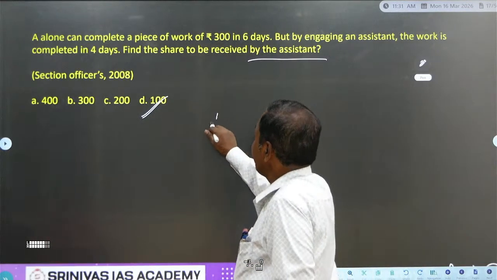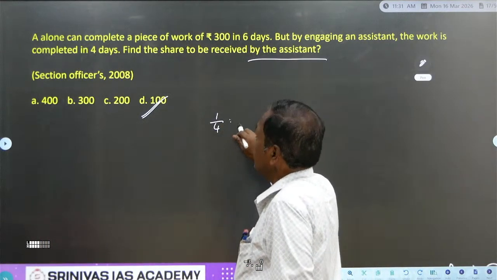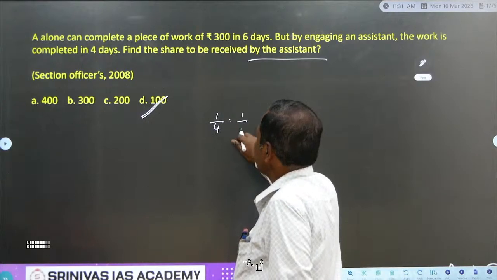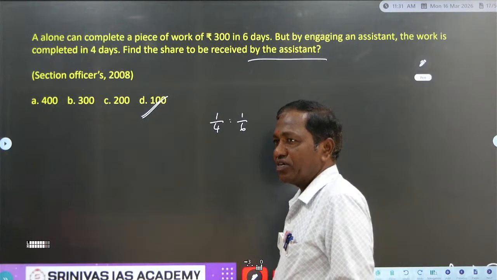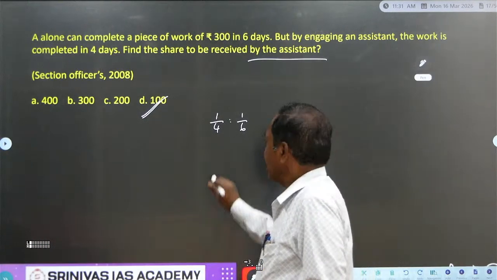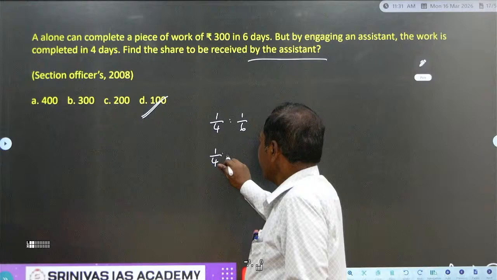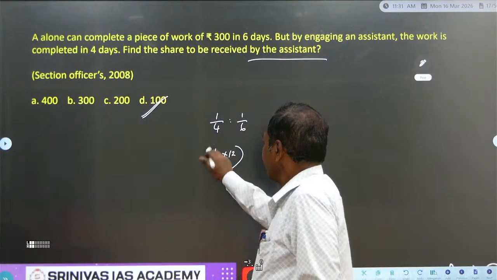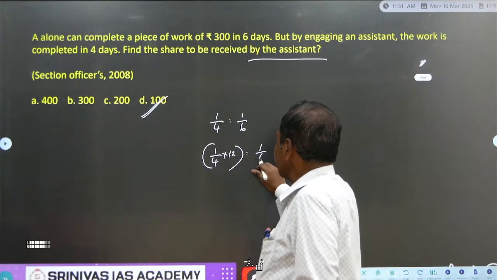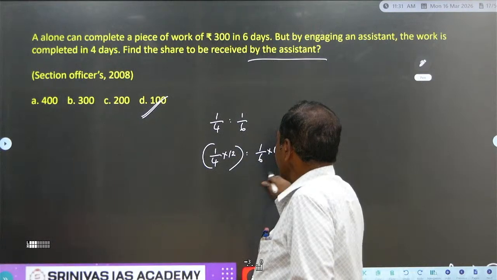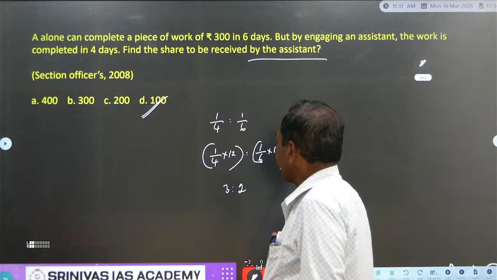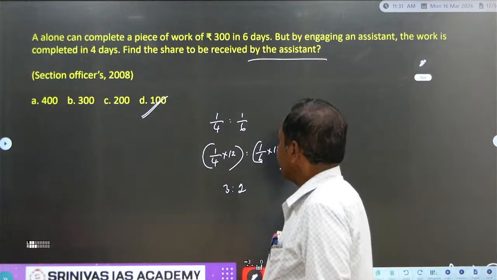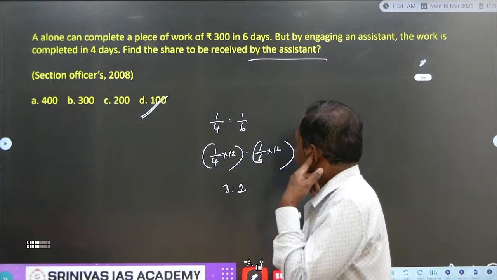See, 1 by 4 is to 1 by 6. What is the LCM of 4 and 6? 12 is the LCM. 1 by 4 into 12, 1 by 6 into 12. 3 is to 2.